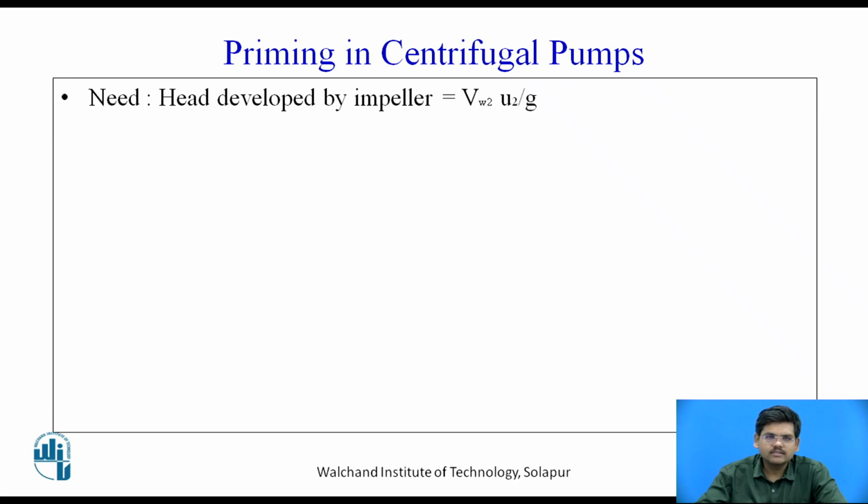Here you can see on the screen the head developed by the impeller, that is the pressure developed by the impeller, is equal to VW2, that is whirl velocity at outlet, into U2, that is tangential velocity at outlet, divided by acceleration due to gravity. This is the total head developed by the impeller. Now, as we see, this head developed is independent of density. There is no density term in this.